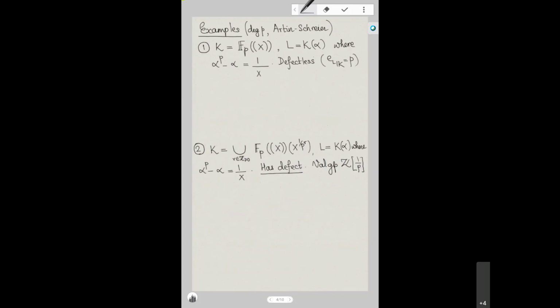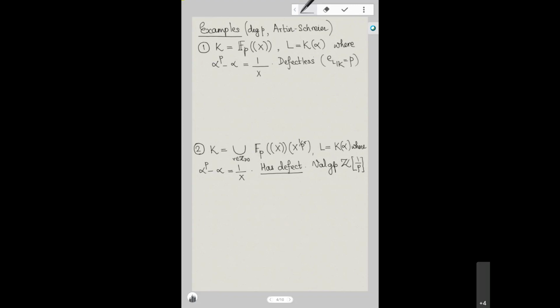Okay. So example 1 is the classical case. You have a perfect residue field, etc. This is the Artin-Schreier equation, alpha^P minus alpha equal to 1 over X. The ramification index in this instance is going to be P, inertia degree 1, and defect would be 1. So this is an example of a defectless extension.